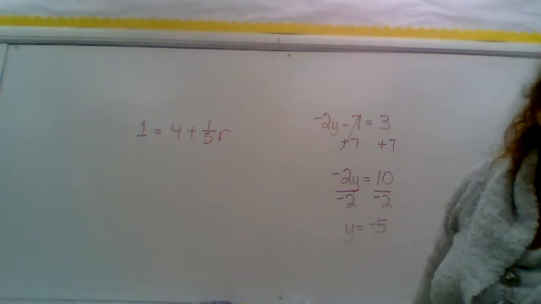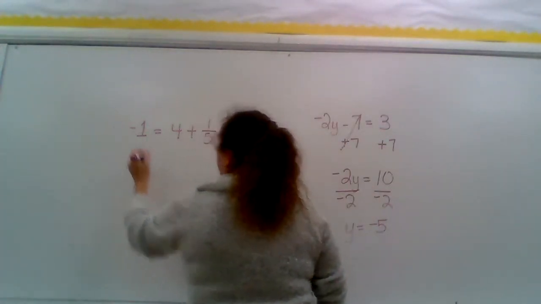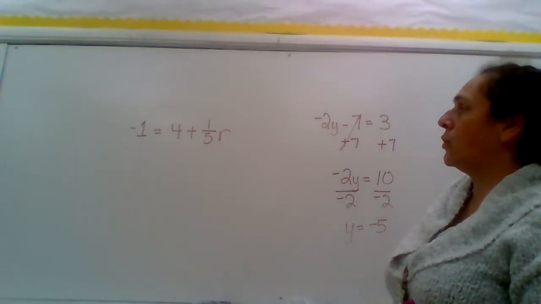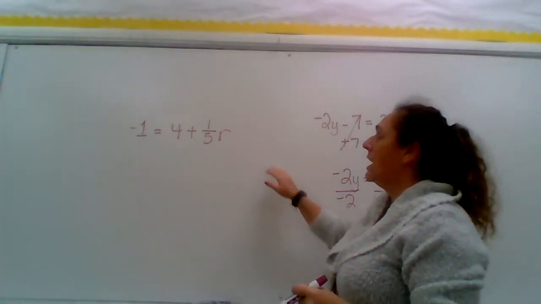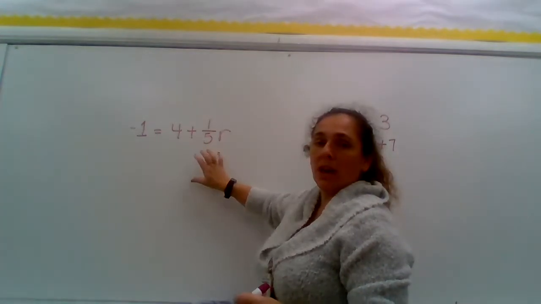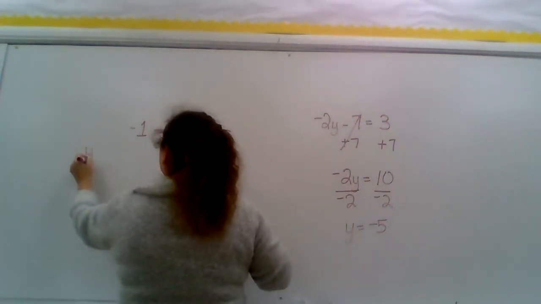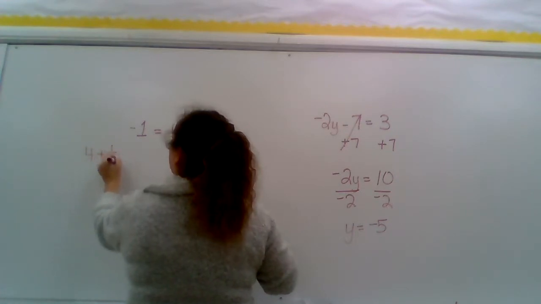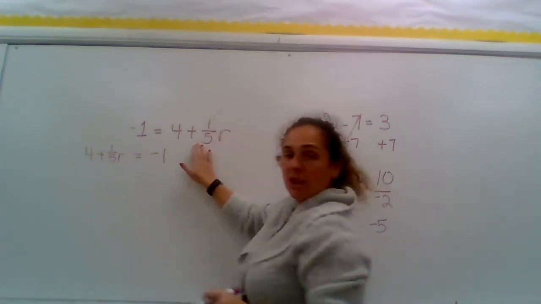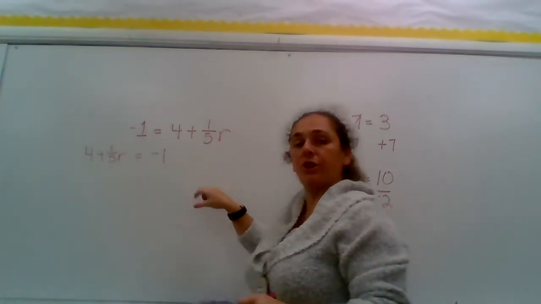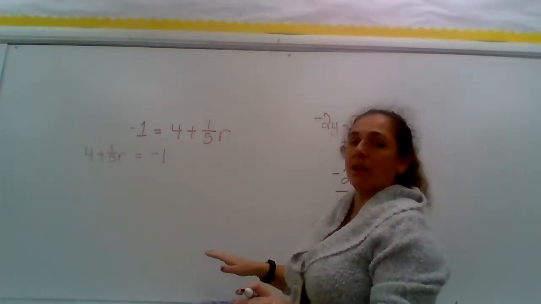Okay? Negative 1 equals 4 plus 1/5 r. Now, at this point, math teachers really like our variables to be on the left side. So I'm going to switch that really quickly by taking that whole piece, not changing anything, moving it to the left, and taking the whole piece from the left and moving it to the right. Okay, we haven't changed anything.